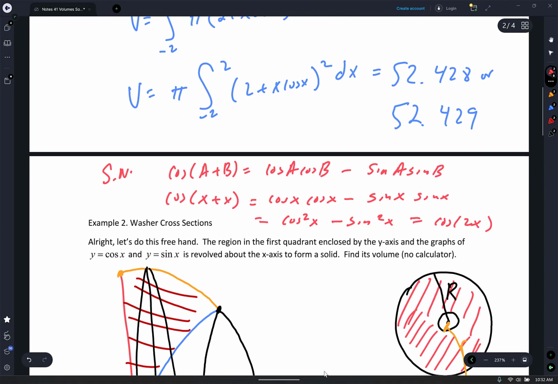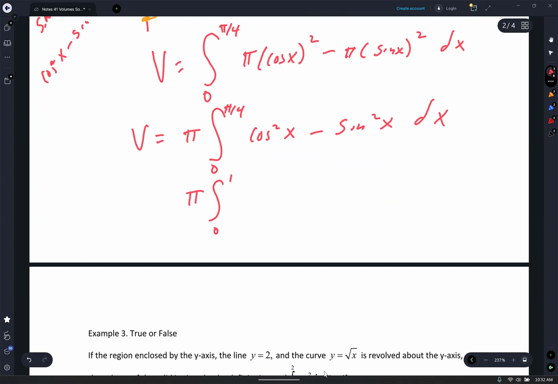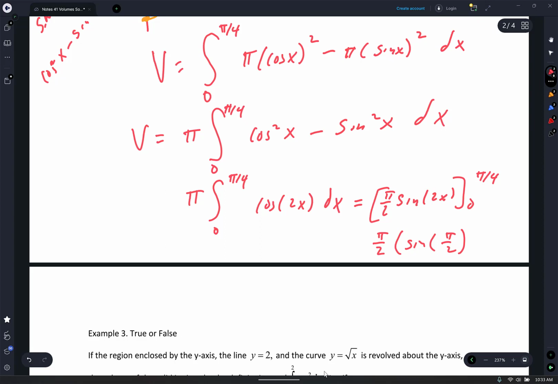So this one is possible to do by hand. Integral 0 to pi over 4 cosine 2x dx, which equals, what's the antiderivative of cosine 2x? Yeah, sine 2x, and then what do I put in the front? Well, there is a pi there, but also a half, so pi over 2. I'm evaluating this from 0 to pi over 4. So sine of 0 is 0, so we just get the pi over 4. So pi over 2 times sine of pi over 2, which is just 1, so we get pi over 2. If you would have done this without a calculator, you would have gotten the same answer, but in decimal.